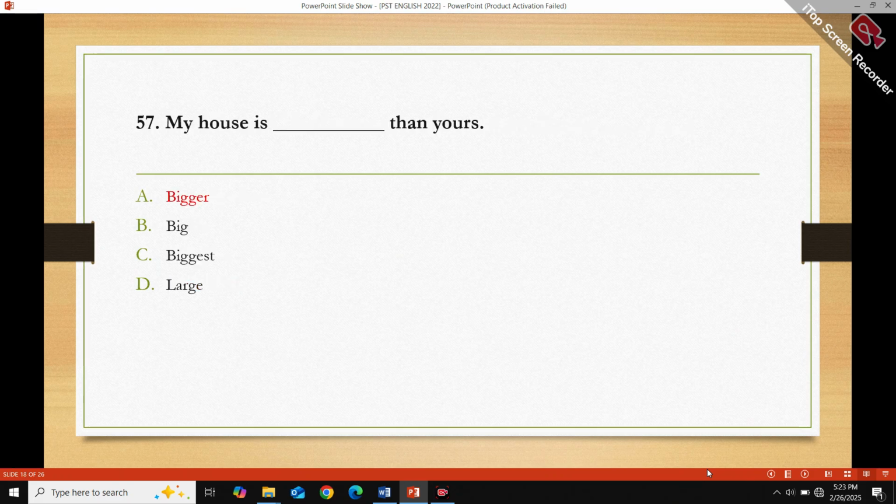The next one is "My house is dash than yours." Here a comparison is happening between two things, and when comparing two things, you use the comparative form of the adjective, which is usually formed by adding -er, not always, but usually. So here option A is best, bigger option is correct.